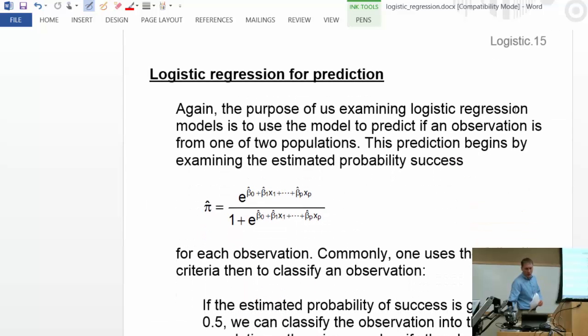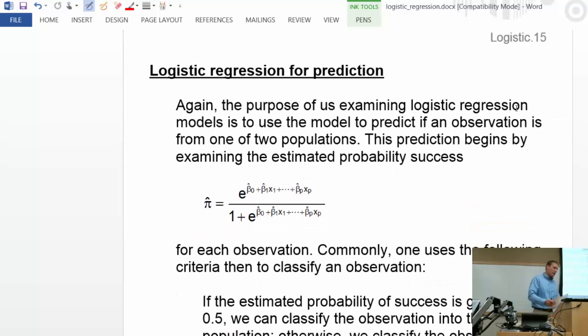So now we get to what we really want to do with a logistic regression model, and that is use the logistic regression model for prediction. I want to predict, is this place kick going to be a success or is it going to be a failure, for example.